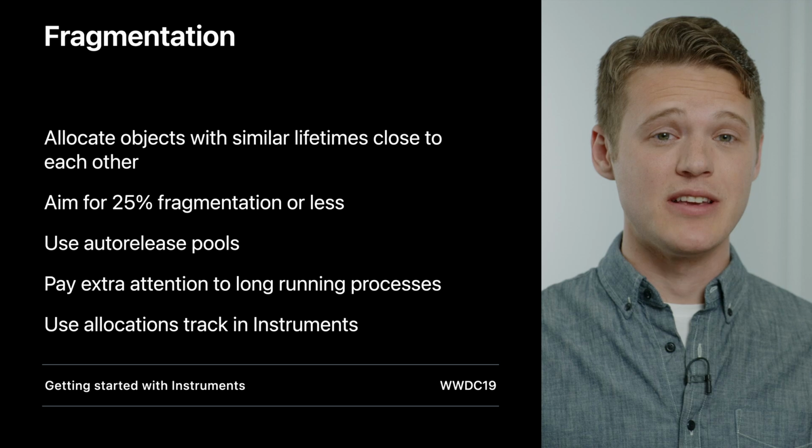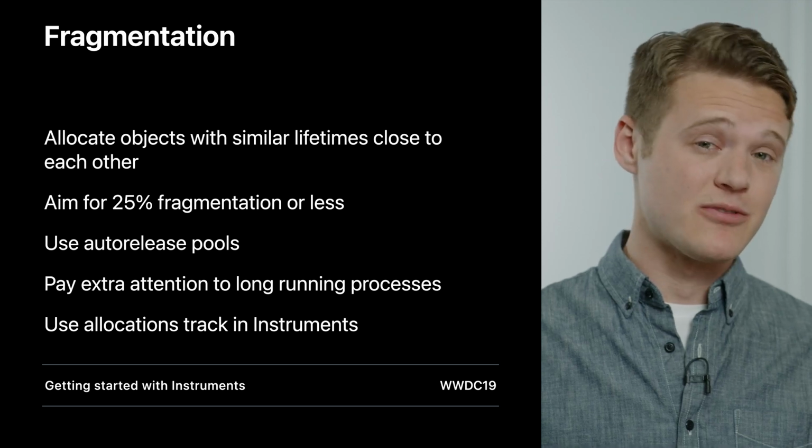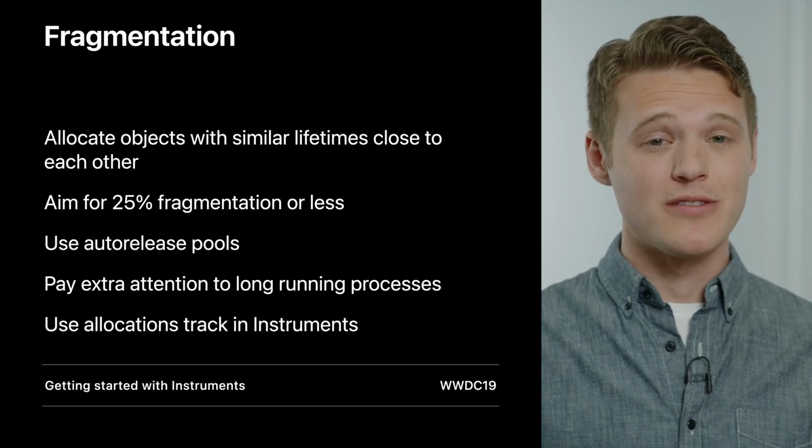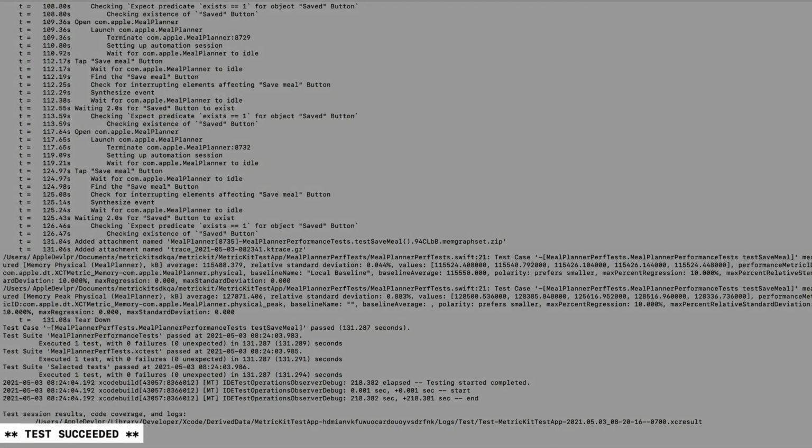Now that I've addressed the leaks and heap regressions and verified that fragmentation isn't an issue, I'll run that XCTest again. Excellent. The XCTest now passes and the regression is resolved. Now that you've learned about detecting and diagnosing memory issues, let's review the workflow you can use for your own app.